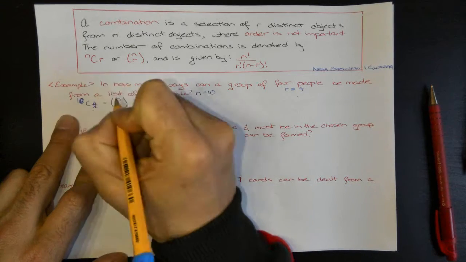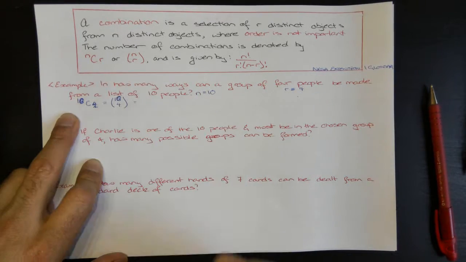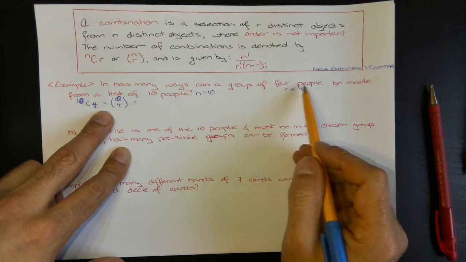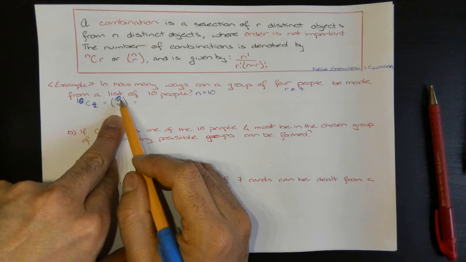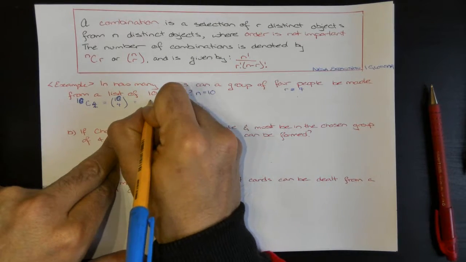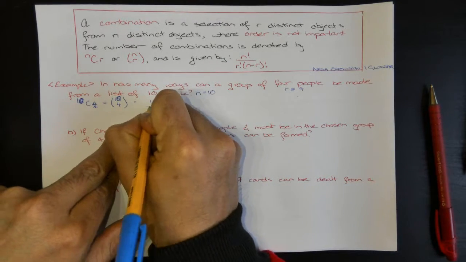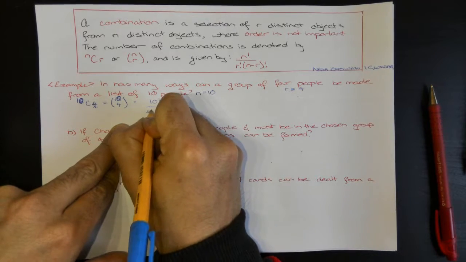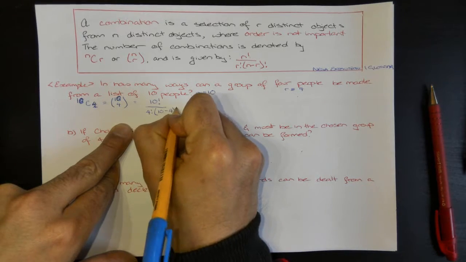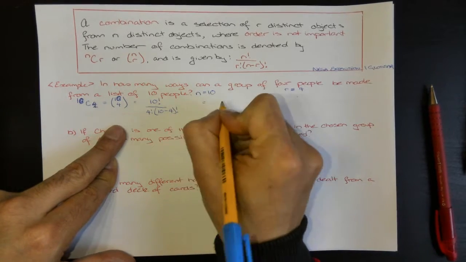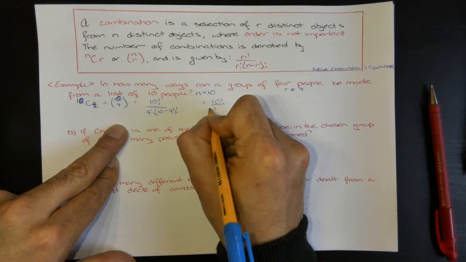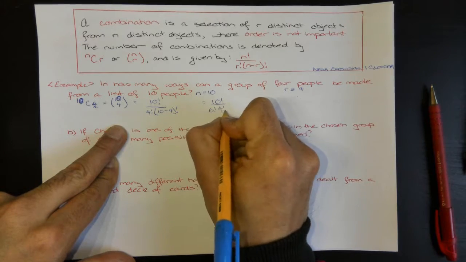So n is 10. Okay. So 10 is a list of 10 people, and 4 people is r. So 10 choose 4. Okay. So the solution would be 10 factorial over 4 factorial times 10 minus 4 factorial. So that's going to be 10 factorial over 4 factorial 6 factorial.